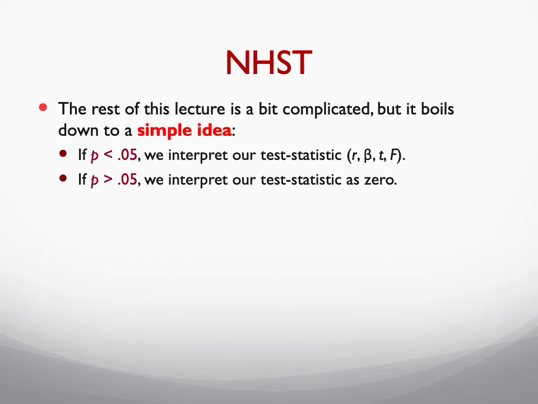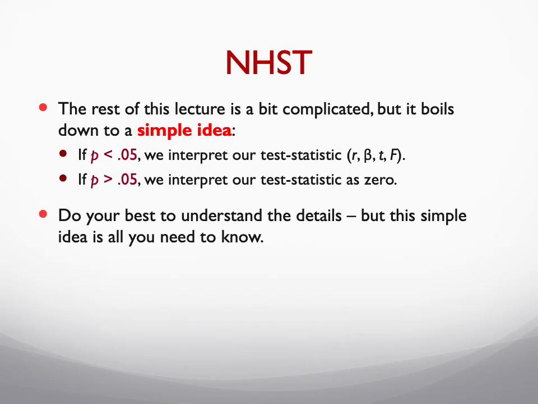So essentially, all NHST, this process that we're going through, is leading us to make a conclusion, and it's one of two conclusions. Is p greater than 0.05, or is p less than 0.05? The simplicity of that decision belies how difficult and confusing the underlying process may be, but when it comes down to assessing you on exams and when you're actually interpreting the analyses that you're conducting, it's really just this quick, easy decision. Is p less than 0.05 or is p greater than 0.05? So do your best to understand the details, but the simple idea is really all that you're going to need to know in order to get through assessment situations.